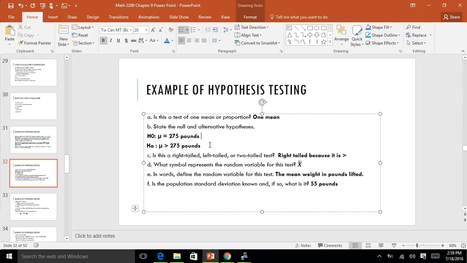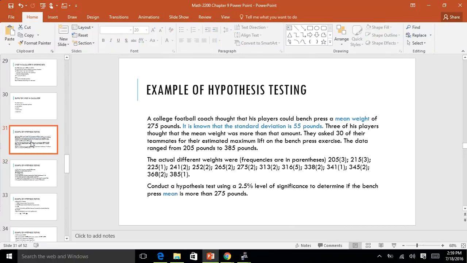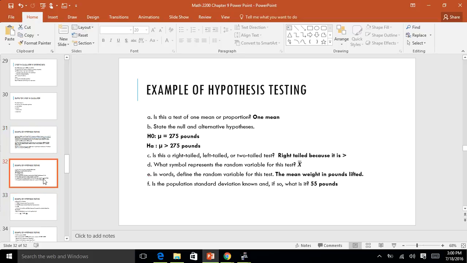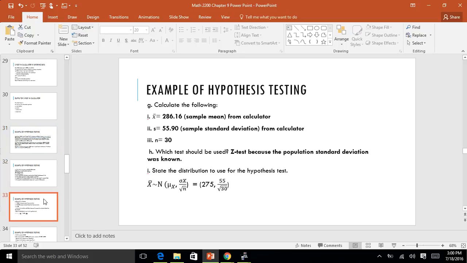And then it asks, is the population standard deviation known, and if so, what is it? It's 55 pounds. And I got that actually from right here in the problem. It is known that the standard deviation is 55 pounds. So I know what it is. So I'm going to keep going. So the next part, calculate the following.